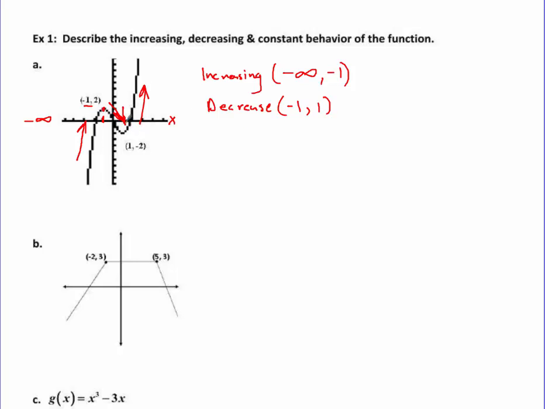And then we start increasing again, going back up, but remember, we're using the x values to describe it. So from +1, which is right here, to infinity, we're increasing again. And that's it. We've described the increasing, decreasing, and constant behavior. There just was no constant behavior in this one.